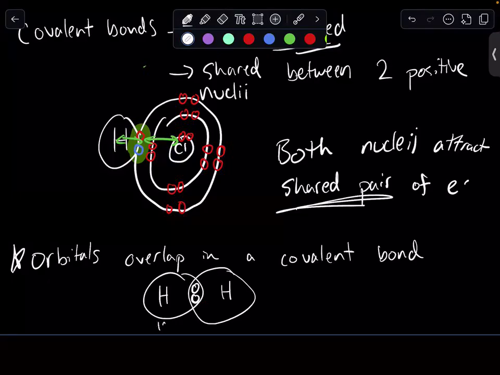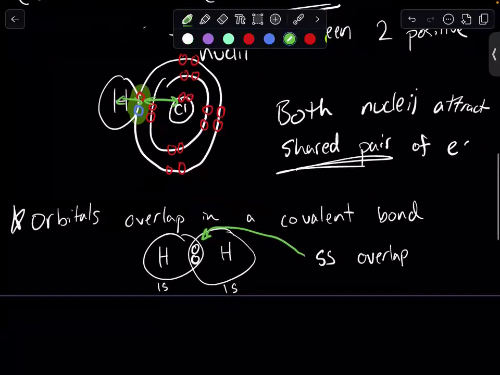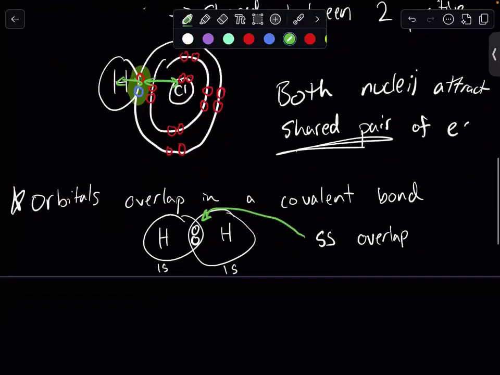So this is the 1s orbital and the 1s orbital, and we have what we call s-s overlap here. Those orbitals overlap and the electrons reside in that overlap. That's only kind of true, but it's true enough for us.